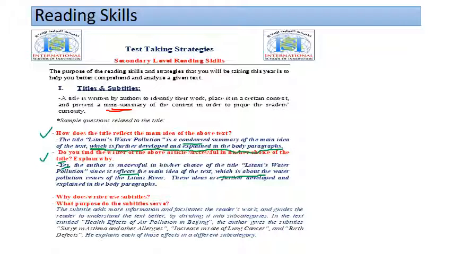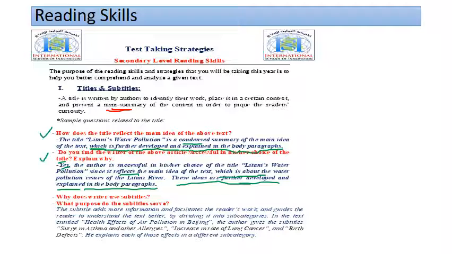Notice I wrote the main idea. These ideas are fully developed, or if you want, elaborated or explained. Choose the word you want. Fully elaborated or explained in the body paragraphs. That's it. You get a full mark for this.